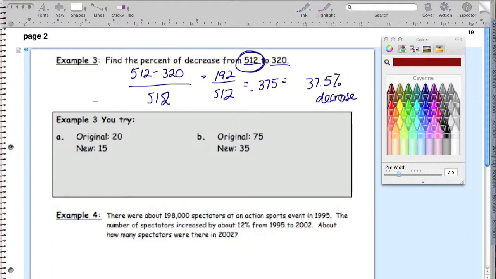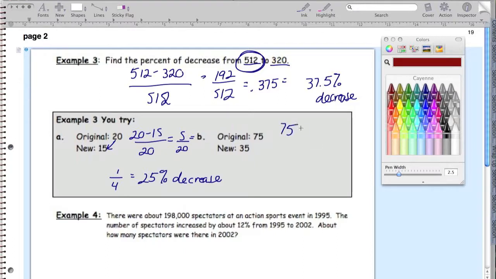Examples A and B in the Try It. We're going to subtract the two of them, 20 minus 15, and divide by the original, which they note is 20. So I'm going to get 5 over 20, which is 1/4. Again, like we had on the other, 25%, but it's a decrease here because from the original to the new one, it went down.